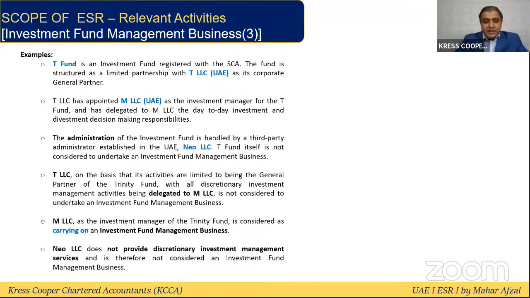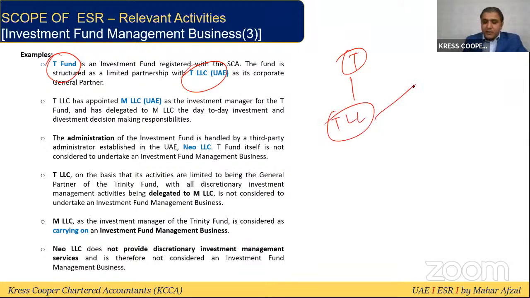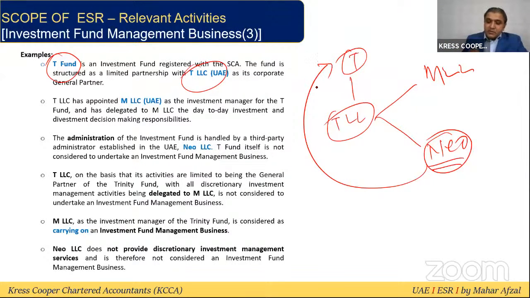Here's an example. There's one fund, T fund. This is a partnership with the TLLC. T fund has a partnership with TLLC. TLLC has appointed two parties. One is MLLC. Second is Neo LLC. This Neo LLC is providing administration services for this fund. So they said it will be out of the scope, as we have just discussed.